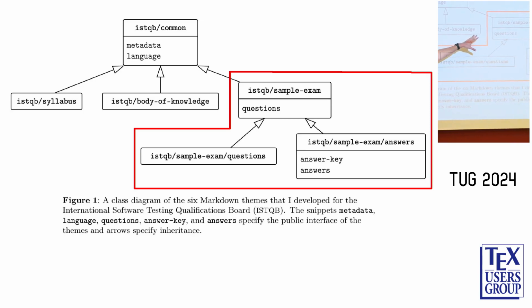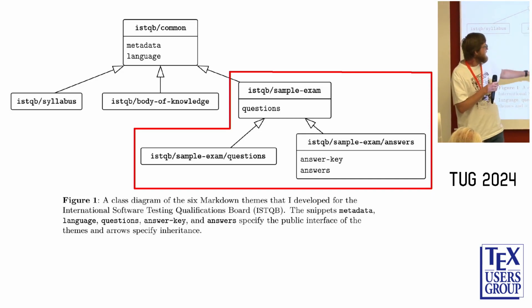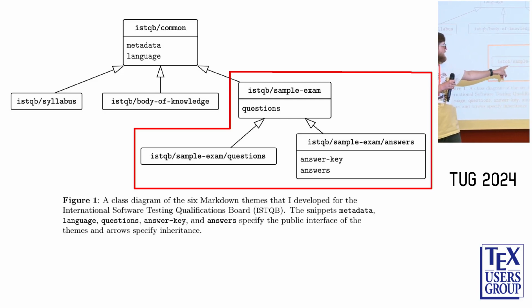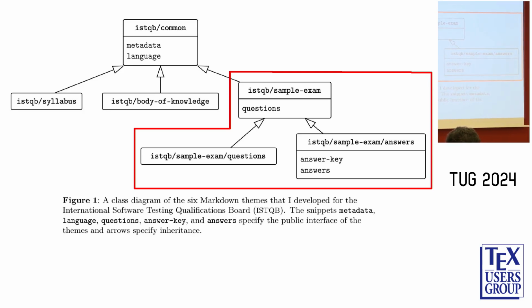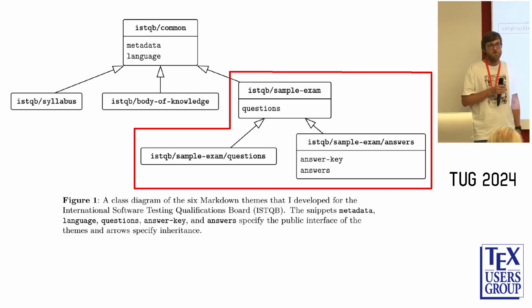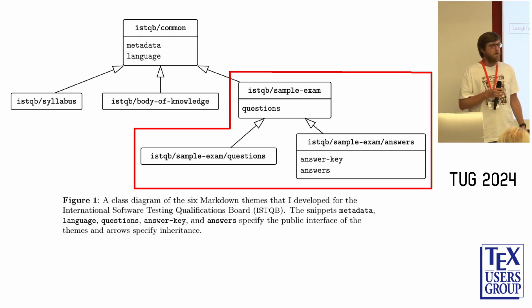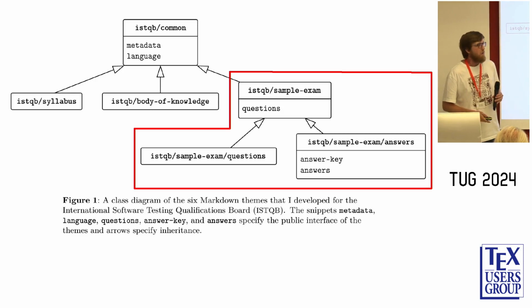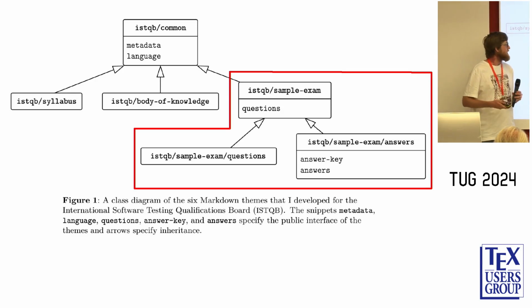The ISTQB/sample exam theme processes YAML files with question definitions, and then ISTQB/sample exam questions and answers typeset either lists of questions or lists of answers based on these YAML question definitions. And this will be the focus of my talk. This will be my example on which I'm going to show how Markdown themes can enable this.